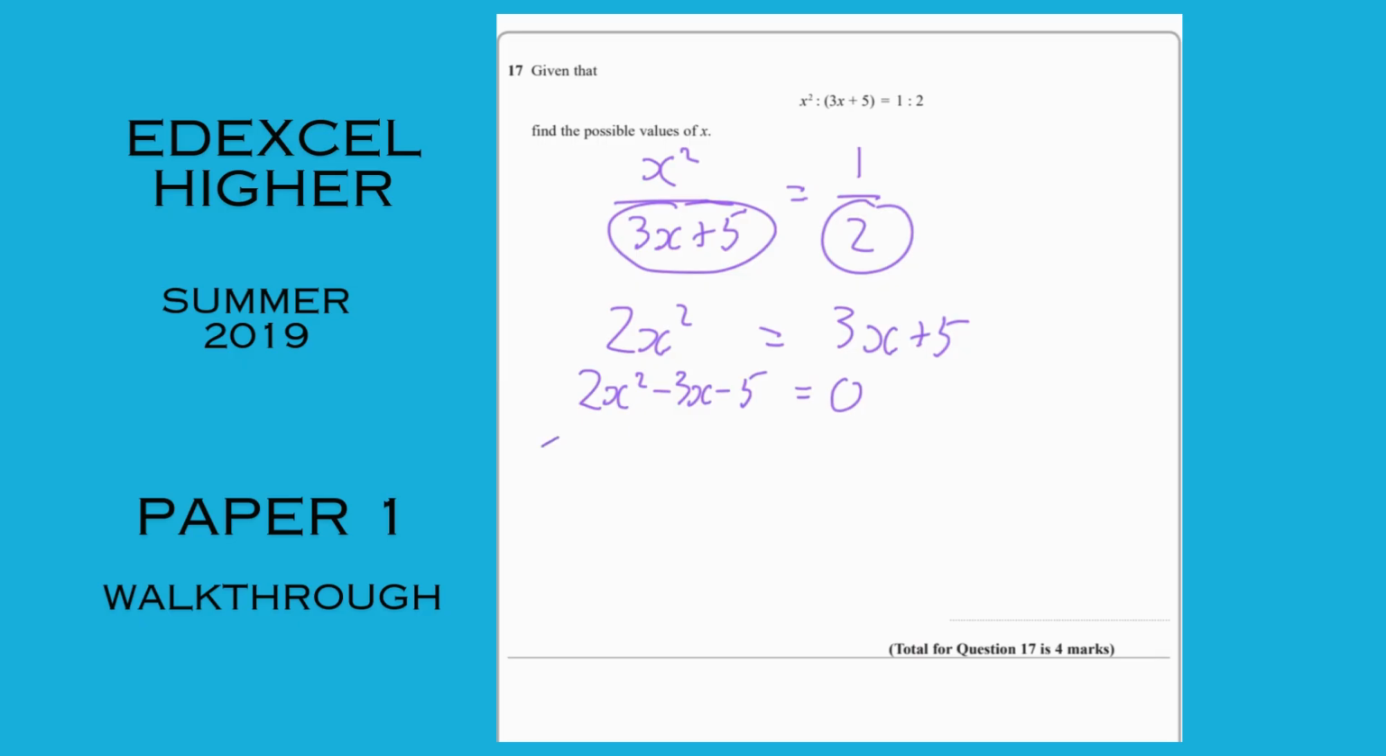You could use the formula, but it's non-calculator, so it'll factorise. And also, you could do the AC method, but because there are prime numbers all around, I would stick with a bit of trial and error in my head. It's got to be a minus 5 there, because minus 5 times x is minus 5x. And when you get the plus 1 here, that gives you plus 2x. Bosh, you've got it. So find the possible values of x. Change the sign, -1. Change the sign, divide by 2, 5 over 2.